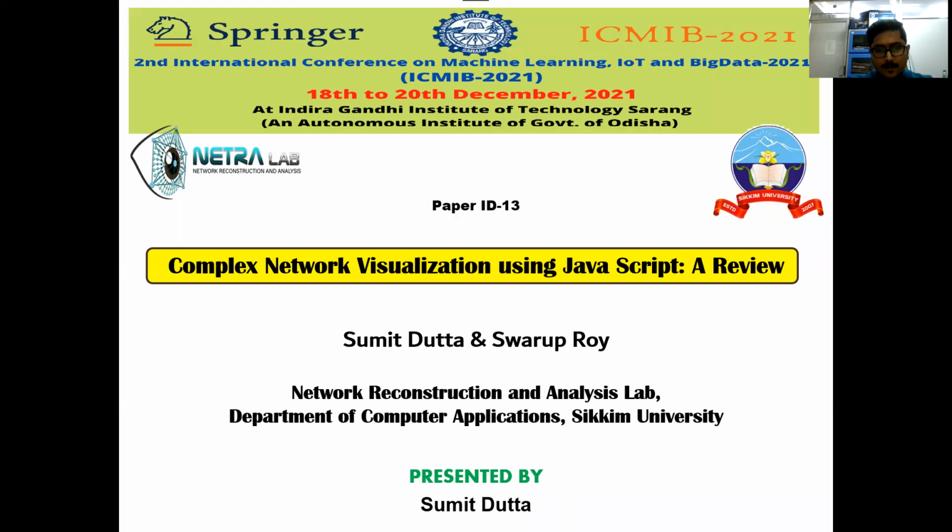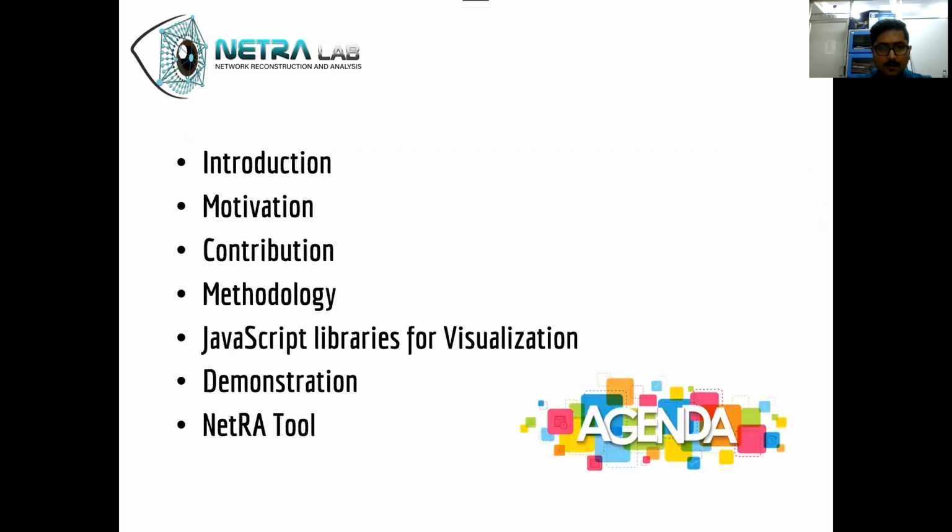So today I am going to present my paper entitled Complex Network Visualization using JavaScript, a review with the paper ID number 13 in ICMIB 2021. So today I am going to speak about these agendas: introduction, motivation, contribution, methodology, some JavaScript libraries for effective visualization, the demonstration, and lastly about a web integrated tool that we are developing in our laboratory.